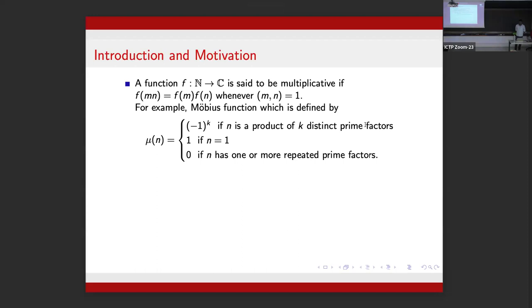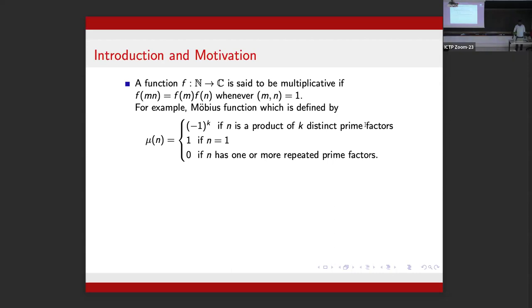So let's motivate why we study this problem, starting with the multiplicative function. A multiplicative function is basically an arithmetic function taking natural numbers to the complex numbers. It is called multiplicative if f of m times n equals f of m times f of n when m and n are relatively prime. When they are not necessarily relatively prime, there is another notion, called a completely multiplicative function: if we remove the coprimality restriction, it is called completely multiplicative. We also use this definition later.